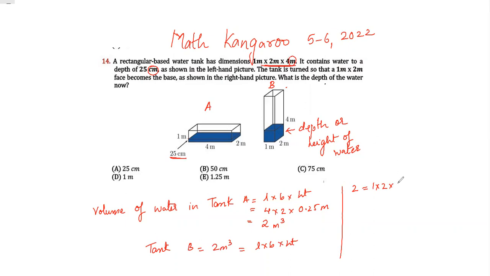Let's just name it as height. So what will happen? This will be 2 over 2, which is 1. So the height or the depth of the water is 1 meter. So my answer is option number D, 1 meter.